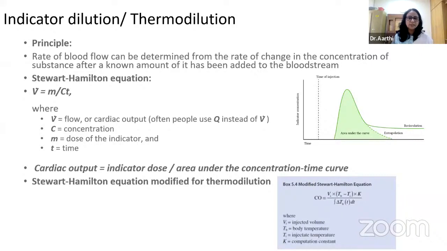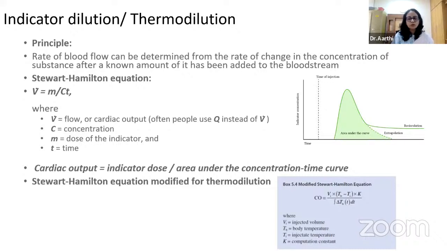So either an indicator or a temperature change is analyzed, and then a curve is formed, and the area under the curve is analyzed using the formula, and then the cardiac output is measured with the following formula: indicator dose divided by the area under the concentration time curve. So this is basically the indicator dilution technique. And Stewart Hamilton modified this indicator dilution technique with a formula which includes the computation constant or injected temperature change to assess the cardiac output with respect to the thermodilution technique.